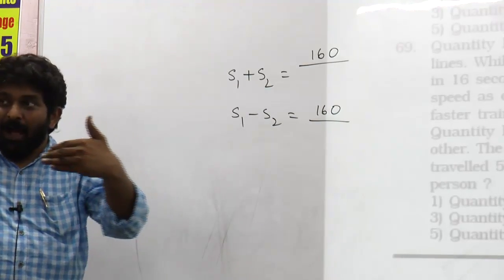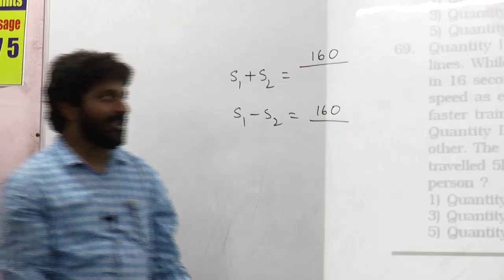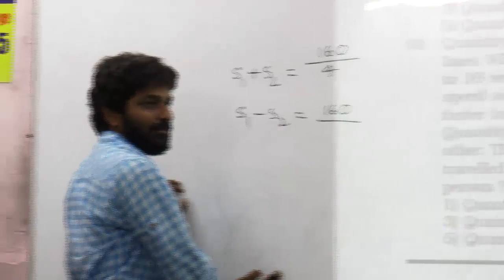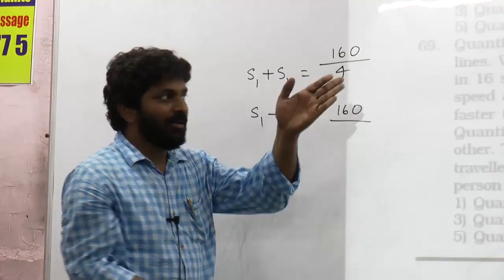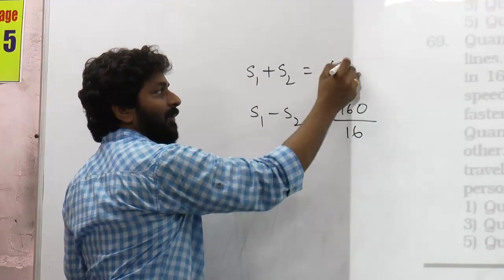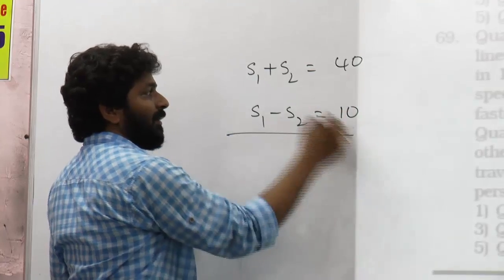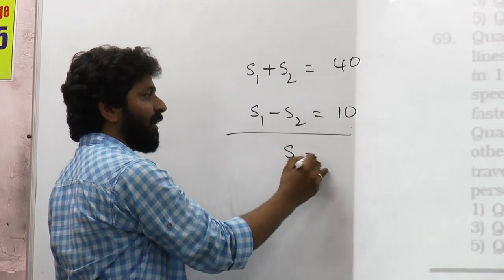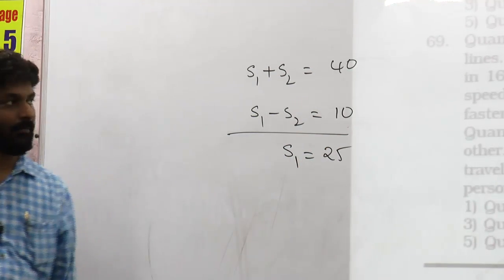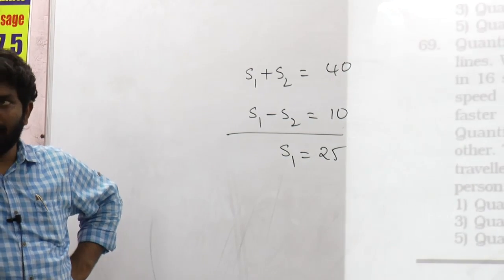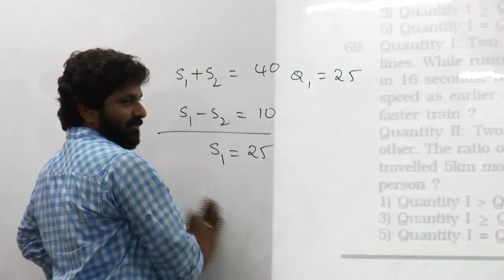When they are moving opposite to each other, how many seconds did it take? 4 seconds. 160 by 4, this is 40. And when they are moving in same direction, 16 seconds, 160 by 16, this is 10. Add these two. 2 S1 is 50, S1 is 25. Okay. So quantity 1 is 25 meter per second.